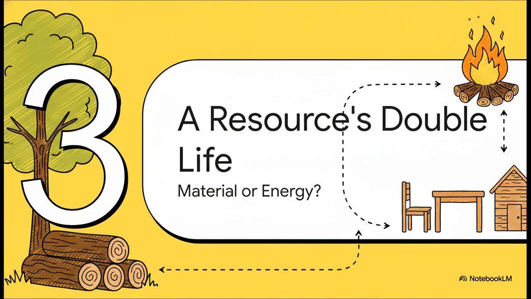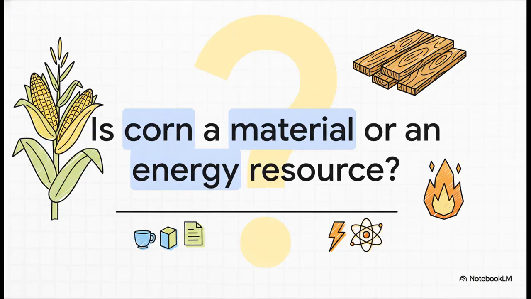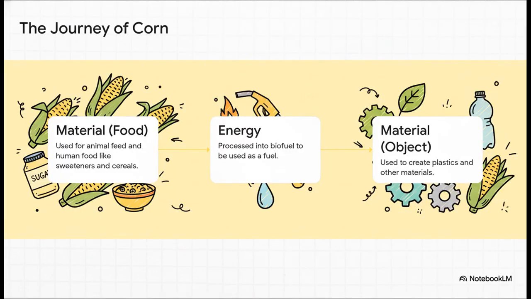Okay, but this is where things get really interesting. And this is where we find a major clue for our tree mystery. That nice, clean line we drew between material and energy resources? Yeah, that's about to get real blurry. So think about corn for a second. Is it a material resource or is it an energy resource? Your first thought is probably food, right? A material. But the real answer is a little more complicated, and it's a huge clue for cracking our forest puzzle. The answer, of course, is that it's both and more.